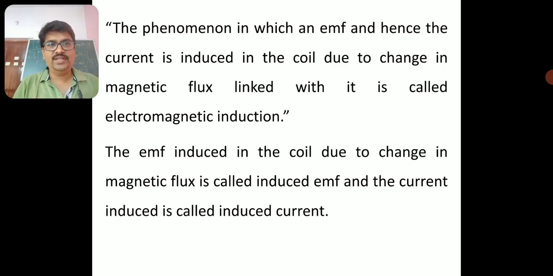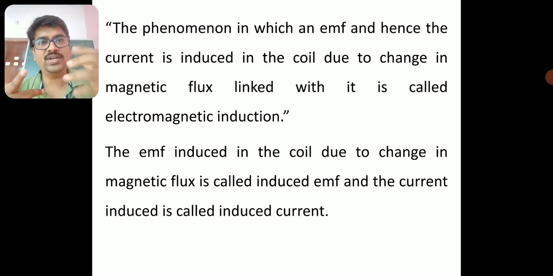The next thing is the EMF induced in the coil due to the change in the flux, which is called induced EMF. The EMF which is induced in the coil is called induced EMF, and the current induced is called induced current. Now we have two things: one is induced EMF and another is induced current. Why is it called induced EMF? Because it is induced because of the change in magnetic flux linked with the coil. That is why these two things are called induced EMF and induced current.